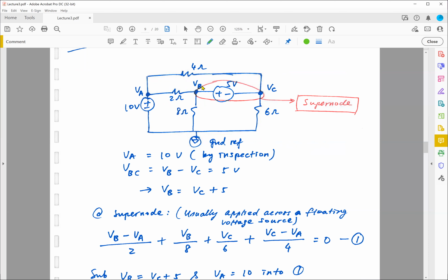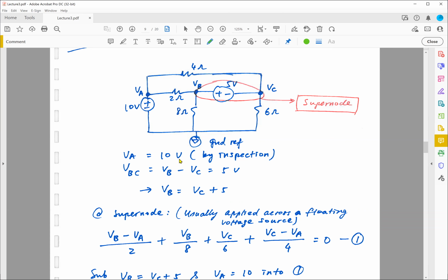However, this voltage source over here, neither side of this voltage source is connected to the ground, right? This is not a ground, because I have 6 ohm in between this node and ground. Right? So this guy here has to be considered as my supernode.